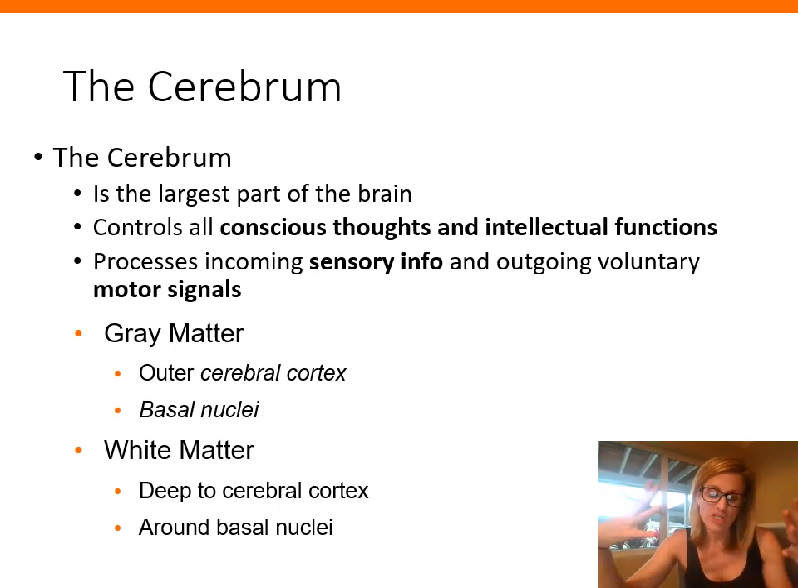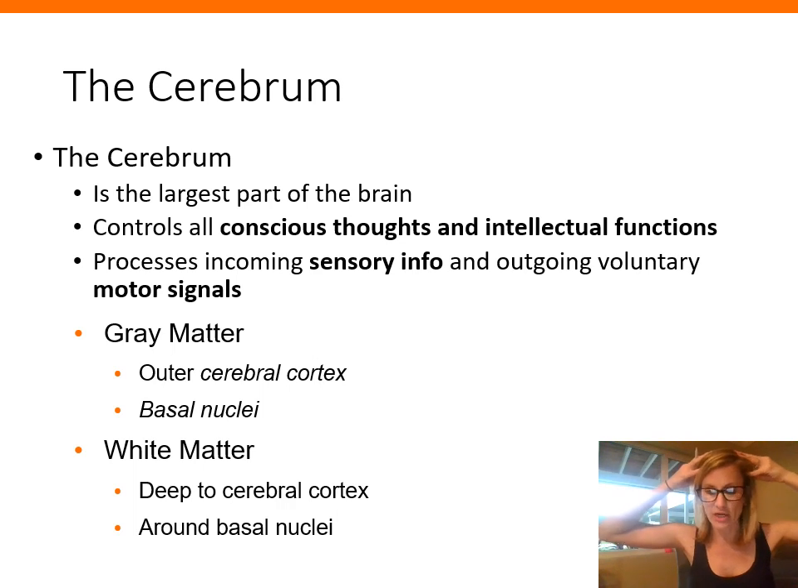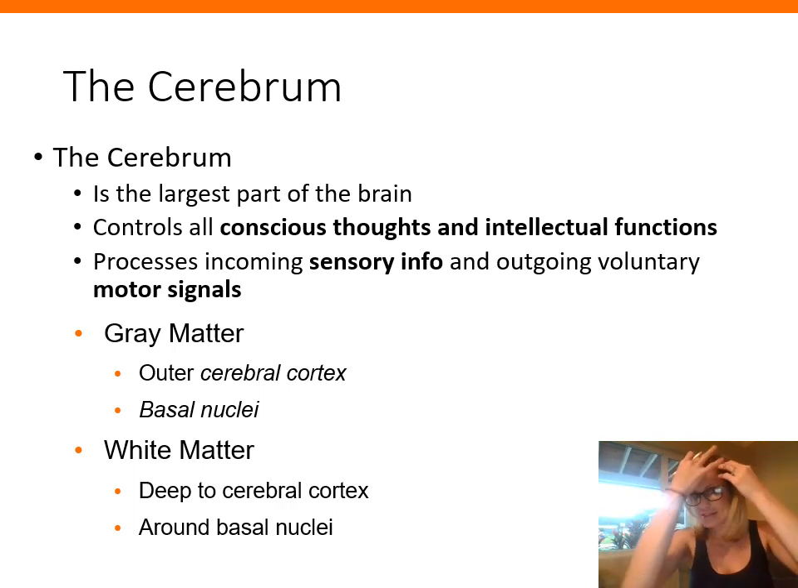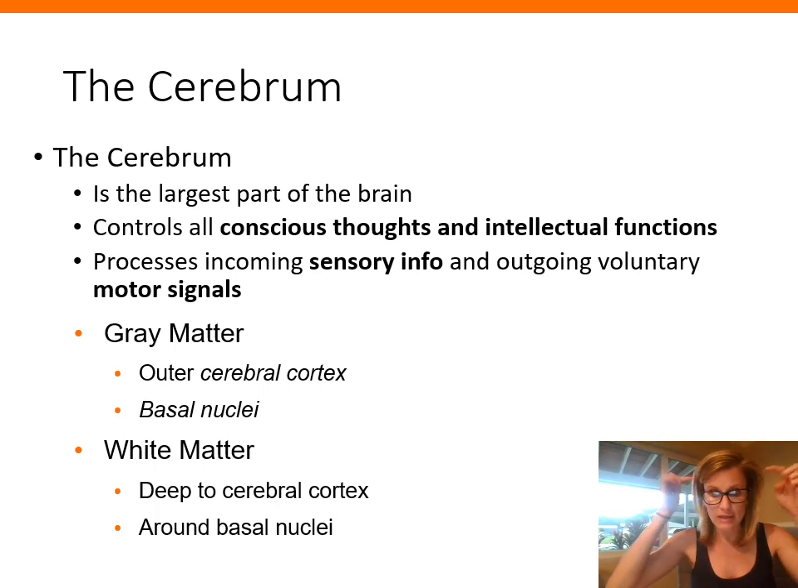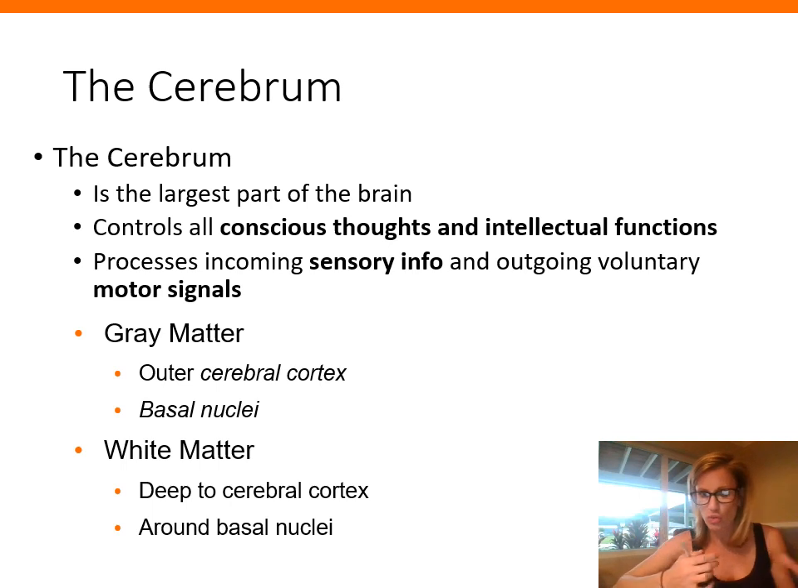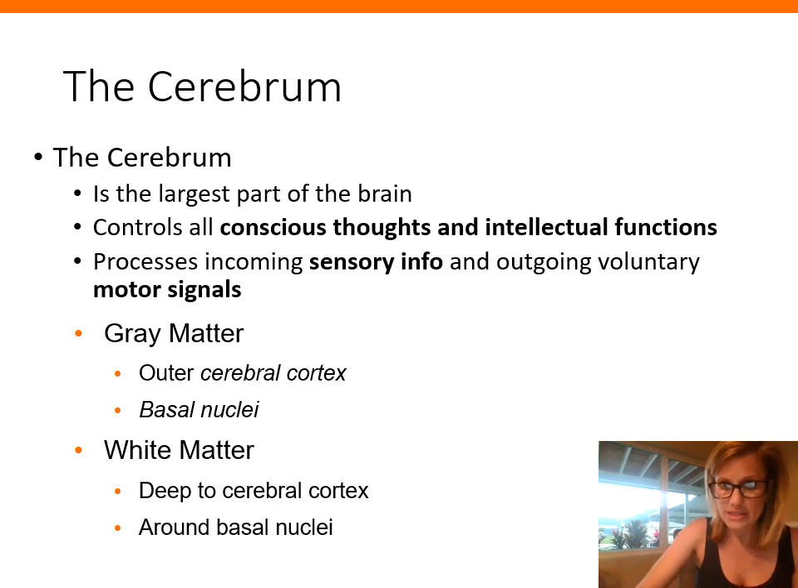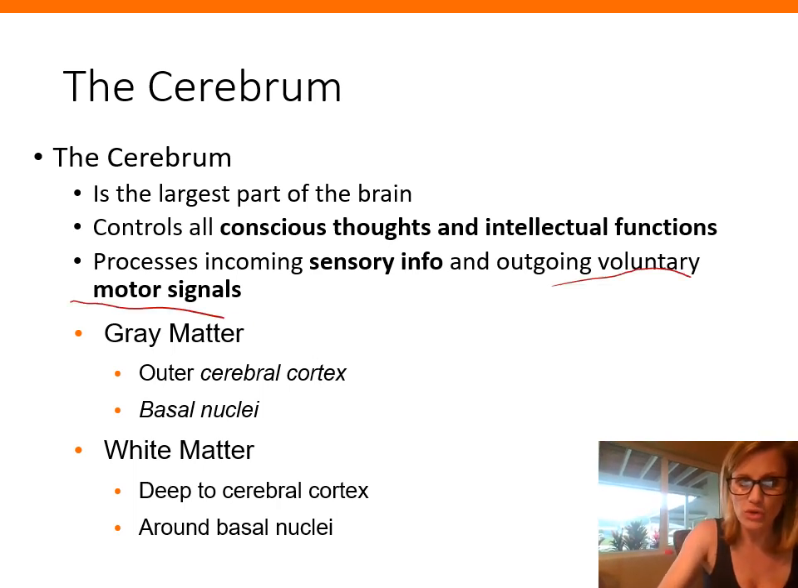So the sensory information that we have coming in, whether it's touch, what we see, what we hear, what we taste, what we smell, balance, all of that sensory information ultimately comes to the cerebrum and gets processed in the cerebrum. We don't sense it, we're not aware of it until it makes its way to the cerebrum. And then again, all intellectual functions, all intelligence originates in the cerebrum. The cerebrum also processes outgoing voluntary motor signals.